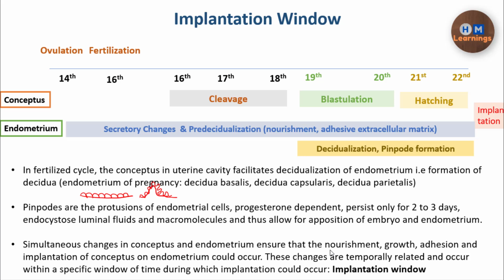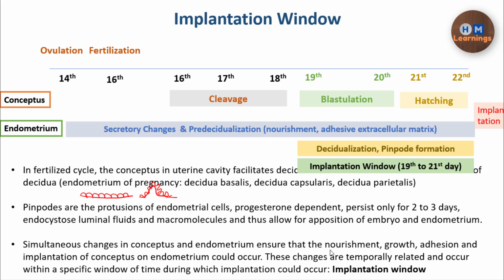So these changes are only going to occur during a specific window of time. They are not going to happen throughout; it is not a large period of time. Only 2 to 3 days, and this is called the implantation window. So implantation basically involves synchronized changes in the conceptus as well as in the endometrium, and these changes have to be temporally related and occur in a specific window of time, called the implantation window, which is the duration of the 19th day to the 21st day. This is in the case where we are talking about normal implantation.